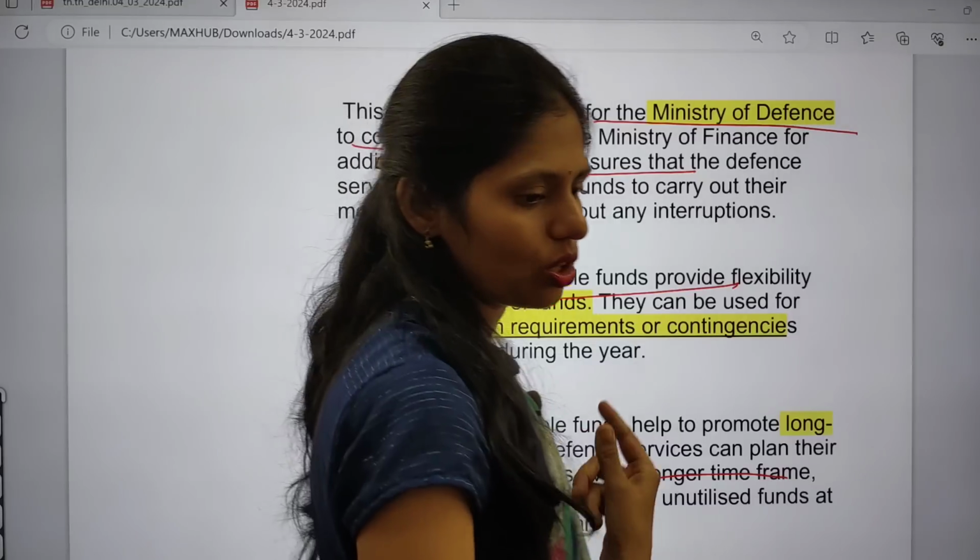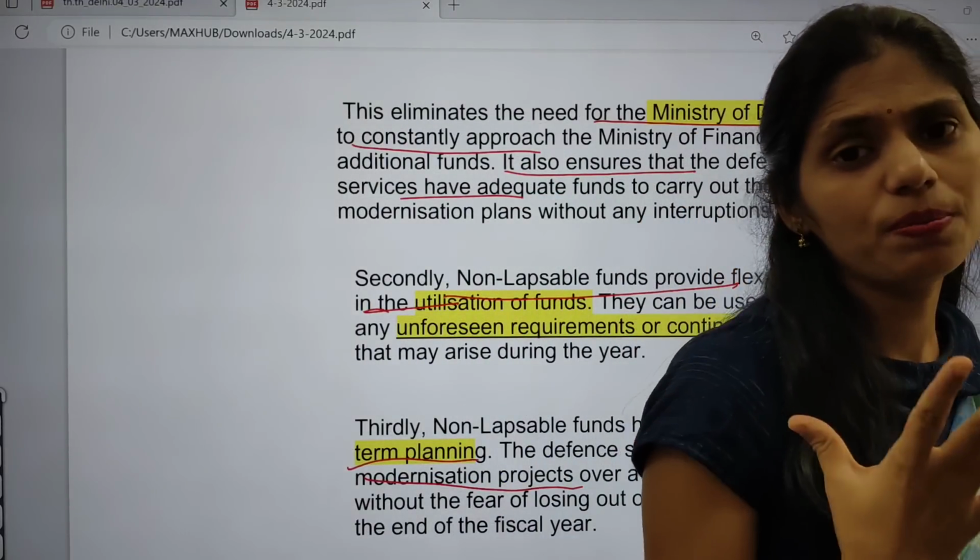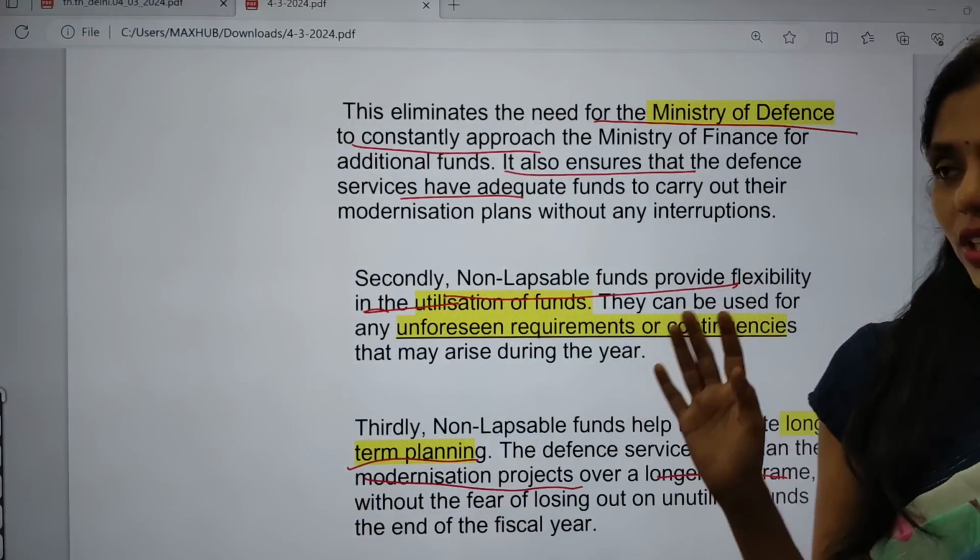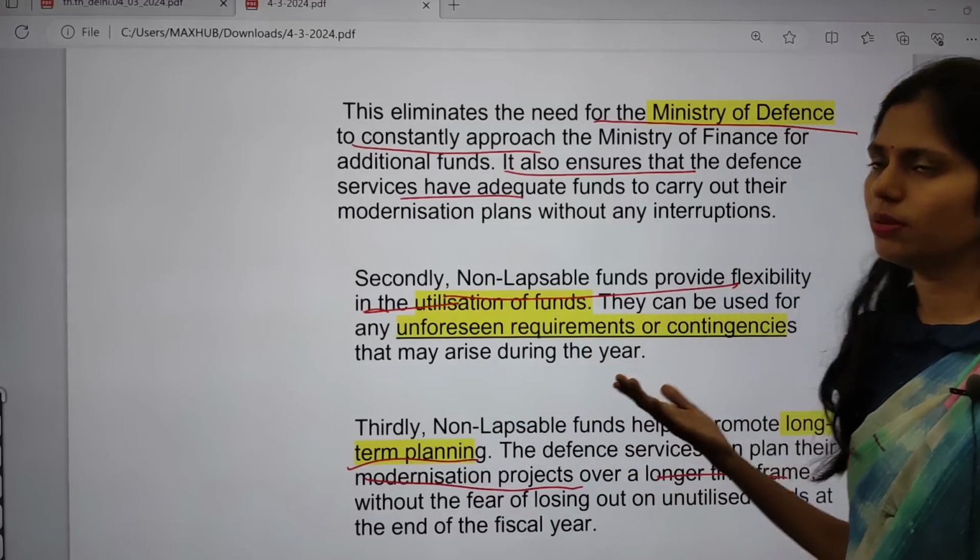So this is about this topic, and these are the most important topics that appeared in our newspaper today. Other than this, there is nothing much important.